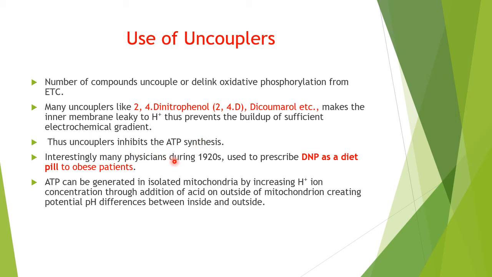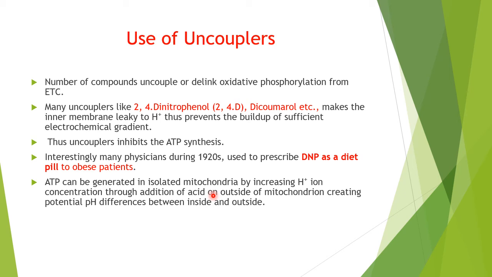Interestingly, many physicians during the 1920s used to prescribe DNP, dinitrophenol, as a diet pill to obese patients, because it would oxidize the extra fats to maintain normal ATP production. So extra fats are utilized and less energy is produced, just to maintain the ATP level. But ultimately, for certain reasons, this was not used later on.